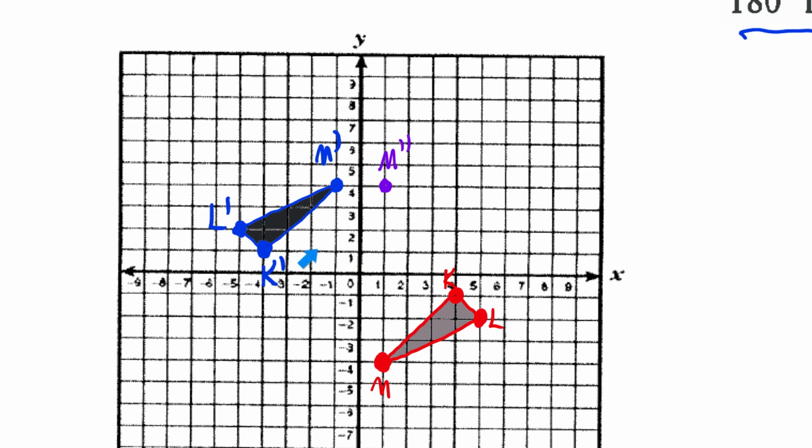Okay, how far is K prime away from here? It's 4 to the left, so I'm going to flip it 1, 2, 3, 4 to the right. For K double prime. And then how far is L prime away? It's 5, so I'm going to flip it 1, 2, 3, 4, 5 to the right. For L double prime. And so it'll be something like that.